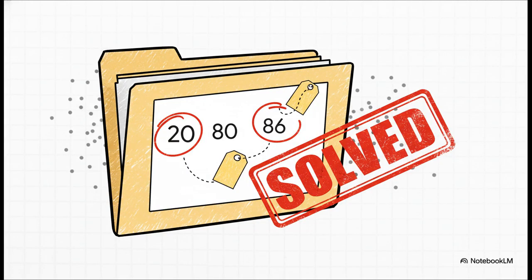And there you have it, case closed. Using the IQR rule, we have statistically proven that in this dataset, the numbers 20, 80, and 86 are, without a doubt, outliers. They're the ones that are just too far away from the rest of the group.